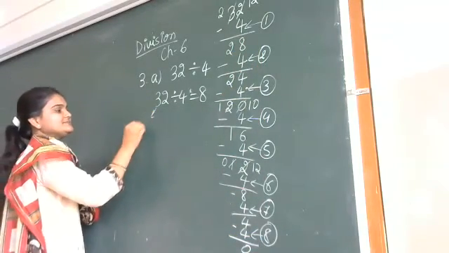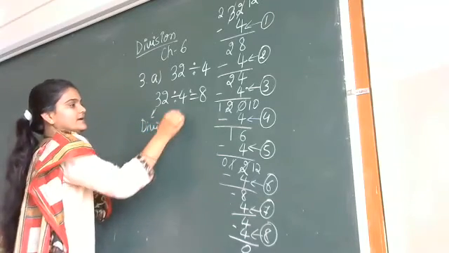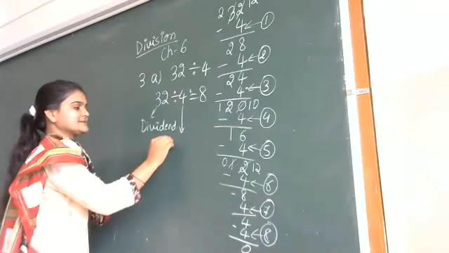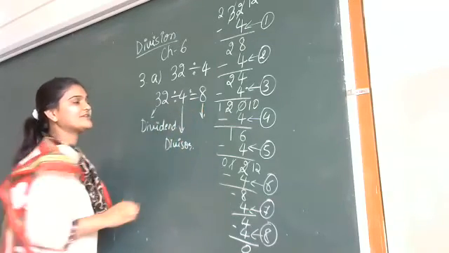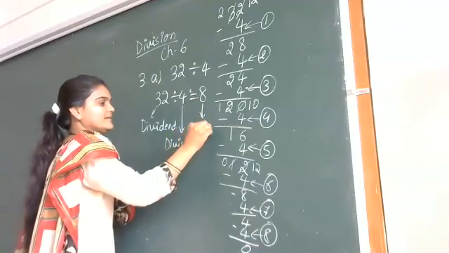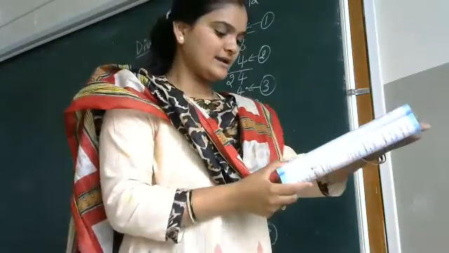Okay. So this is the dividend. What is the number 4? And divisor. Yes, it is the divisor. 8, the number of times we are subtracting, is the quotient. Quotient. Yes.